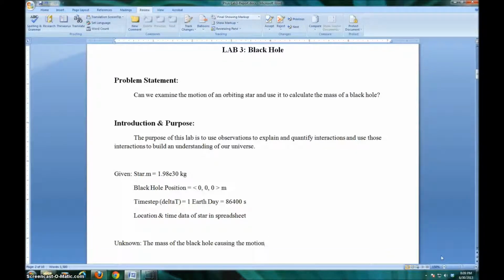Lab 3, Black Hole. Can we examine the motion of an orbiting star and use it to calculate the mass of a black hole? The purpose of this lab is to use our observations to explain and quantify interactions and use those interactions to build an understanding of our universe.